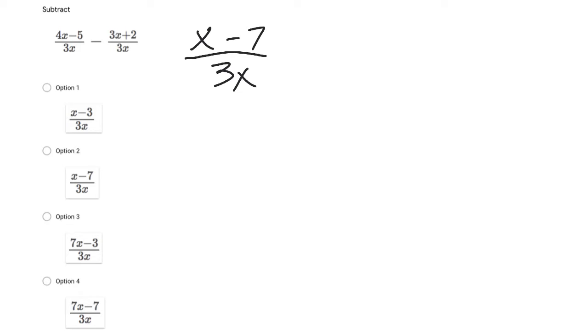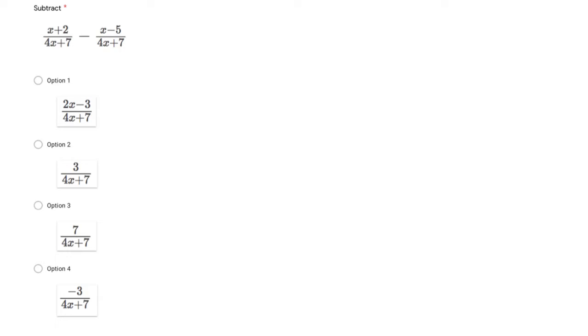It's over 3x, so it would be option 2. That's really all there is to it. In case you need to see it again, it was just the 4x went with the 3x. So 4x minus 3x gave us this x. And we had negative 5 minus a positive 2. So negative 5 minus 2 gave us the negative 7. The 3x was the same for each on the denominator, so we just kept 3x for the denominator.